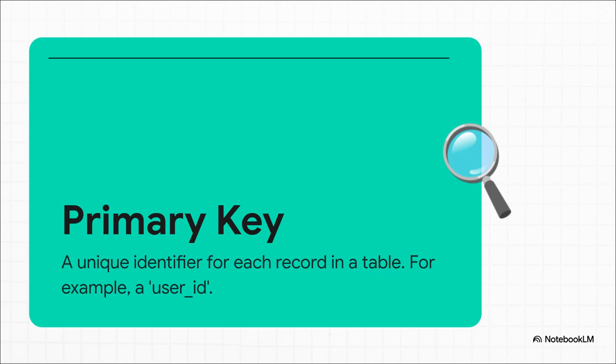Okay, but wait, if the order info is in one drawer and the user info is in another, how do we link them together? How do we know which order belongs to which person? Well, that's where keys come in.